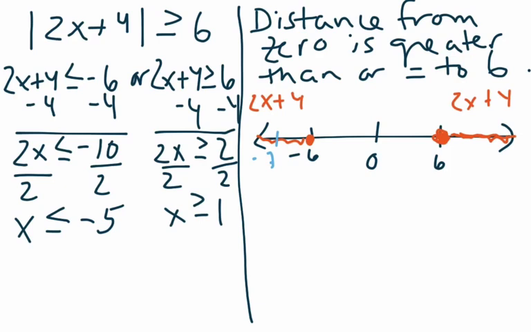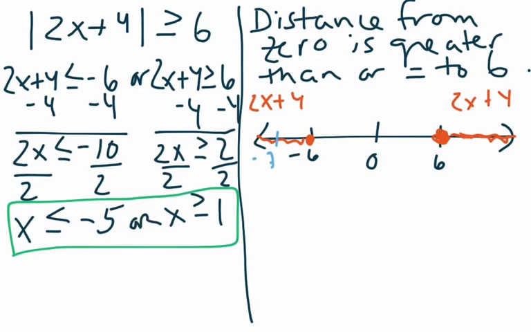Common mistake, and that would be the end. You might want to put the "or" in between. Like, it can be one or the other. A number can be less than or equal to negative 5, or it can be greater than or equal to 1. But there's no number that would be both of those.